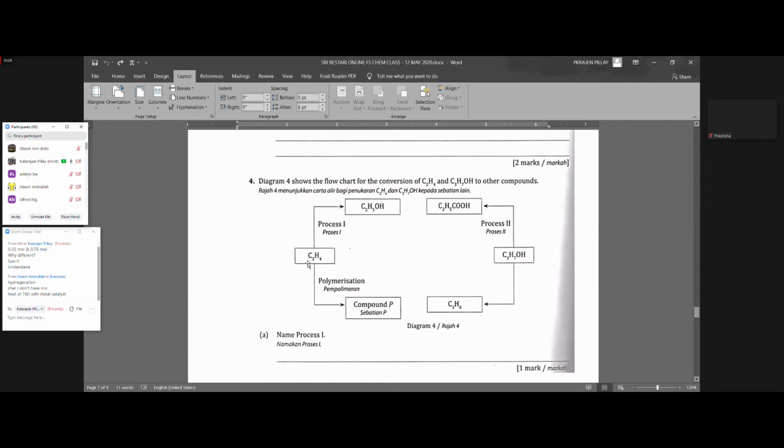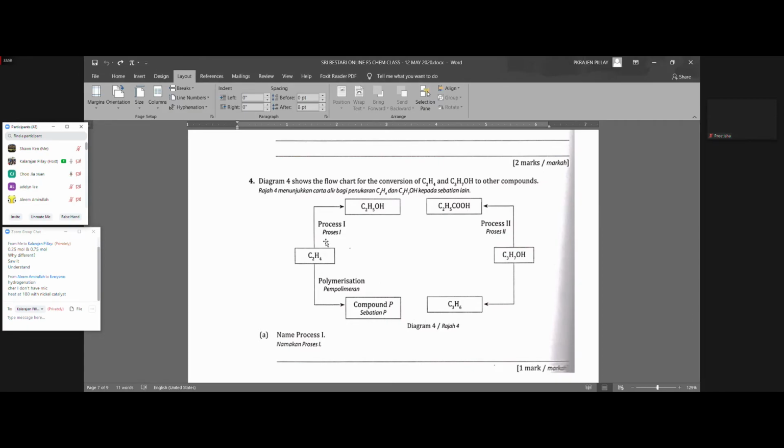Ethene. All right. Process 1. We will write the name of the process here. Ethene to ethanol, so process 1 is hydration. The three conditions, remember? Write down the three conditions also. Temperature 300 degrees Celsius. Pressure 60 atm. What's the last one? Alim, what's the last condition for hydration? Anyone?